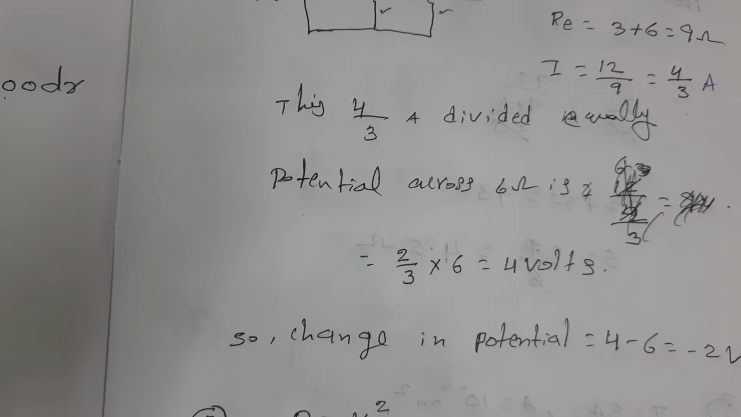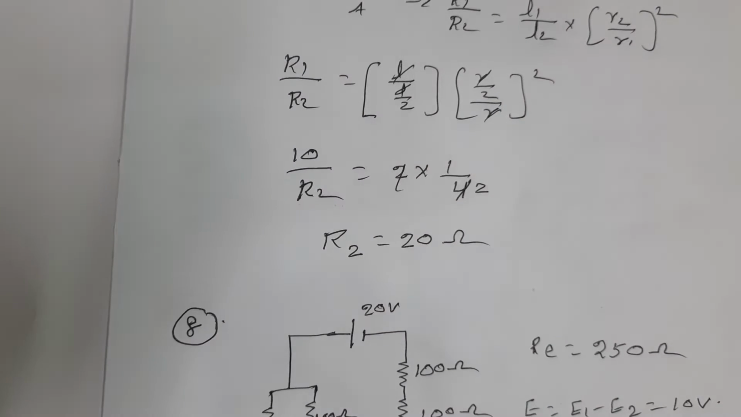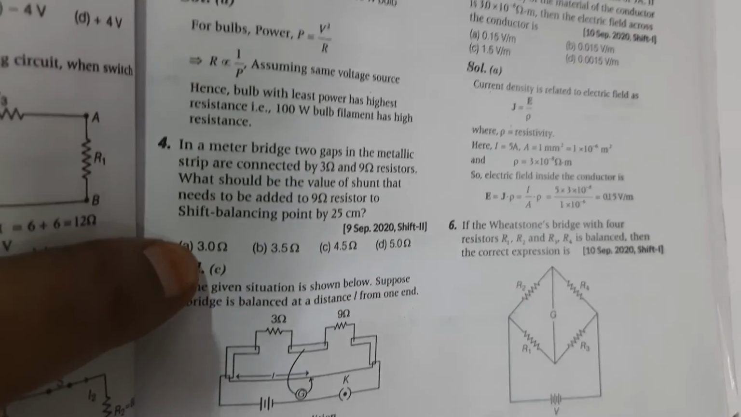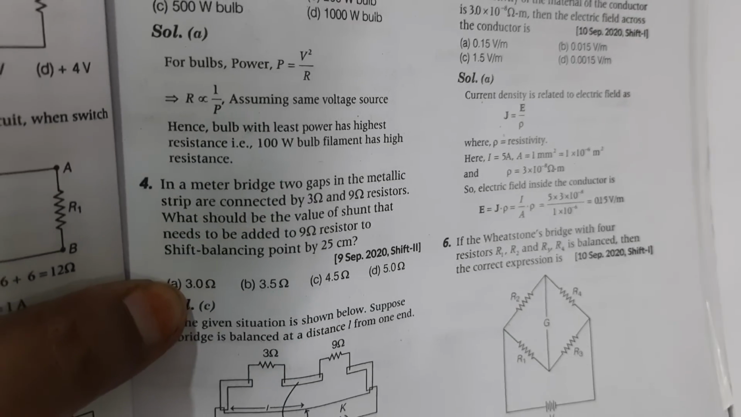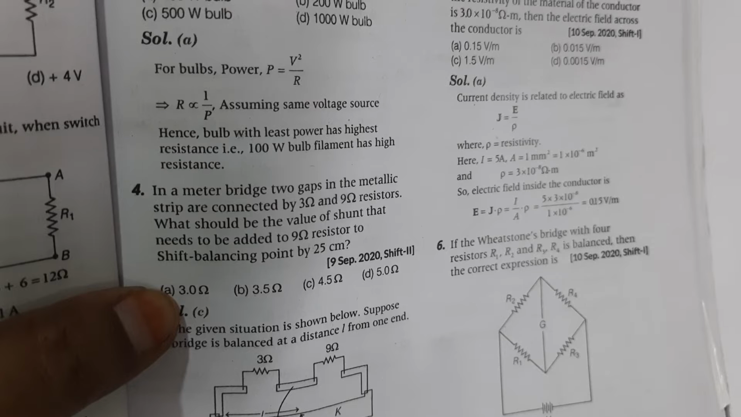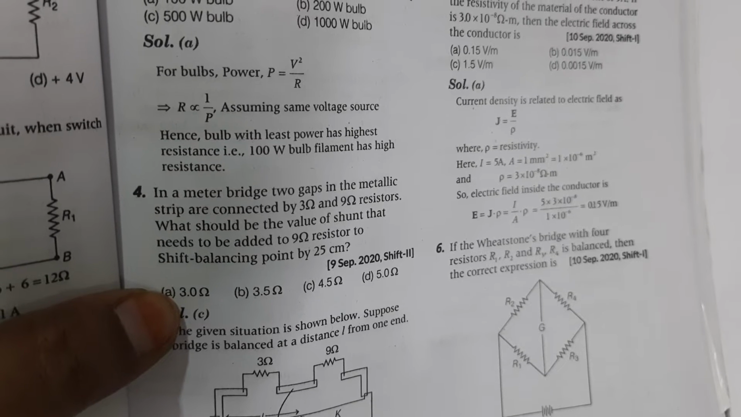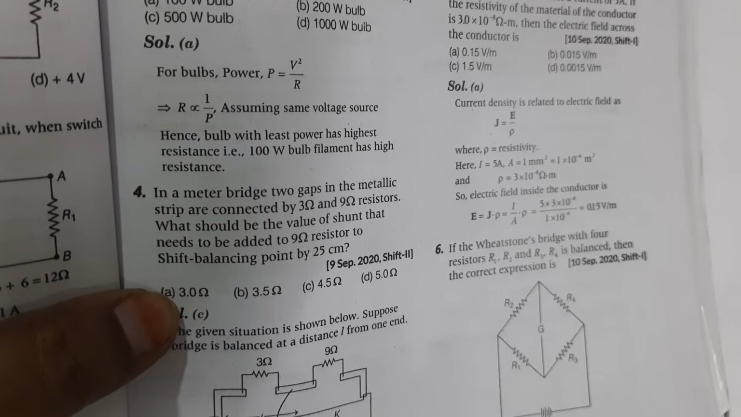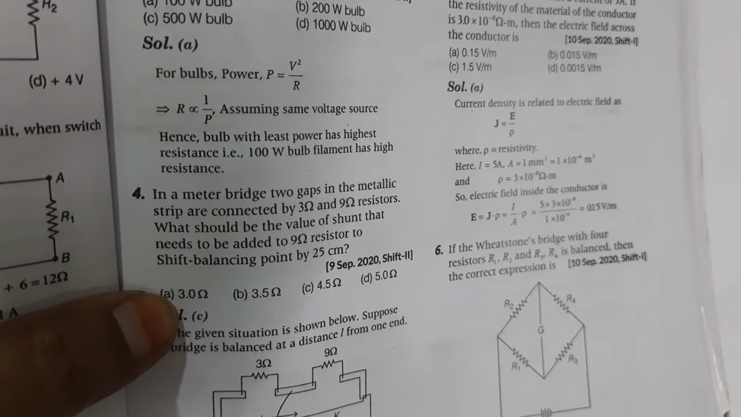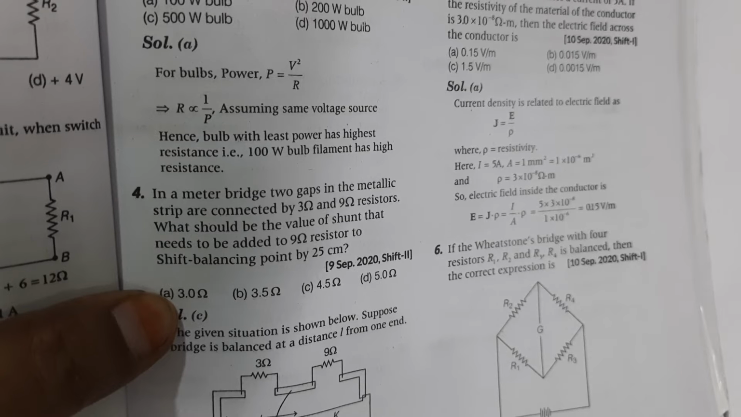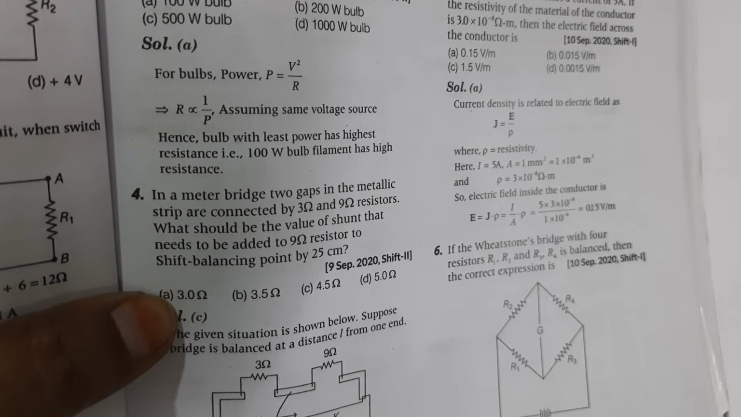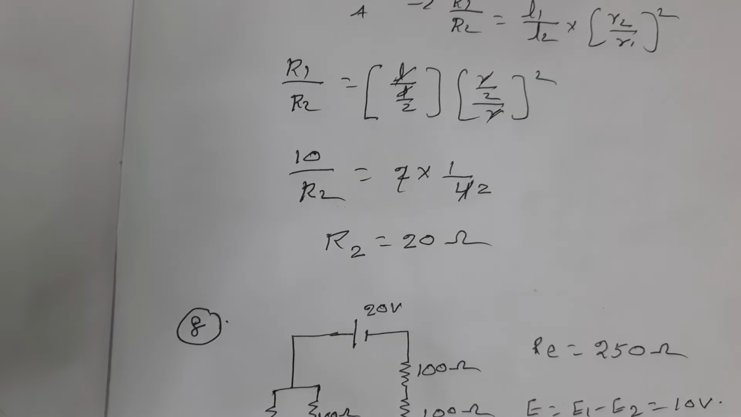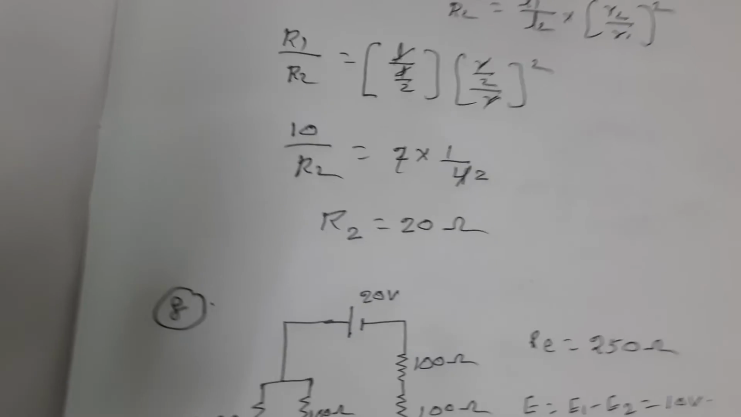Then our fourth problem is the meter bridge experiment. A meter bridge has two gaps in the metallic strip connected by 3 ohms and 9 ohms resistance. What should be the value of the shunt connected across the 9 ohms, if the shift of the balancing length is 25 centimeters? So first we have to find the balancing length here.